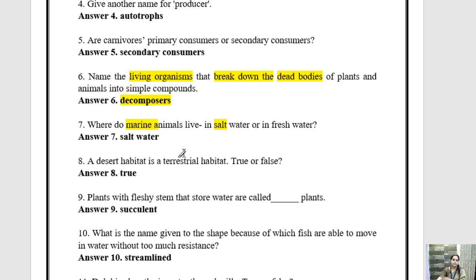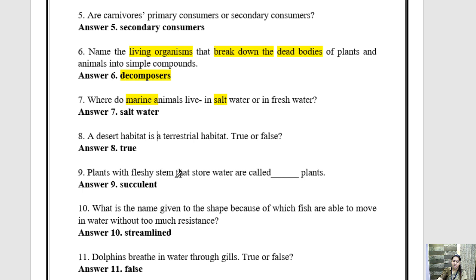Question 9. Plants with fleshy stems that store water are called succulent plants. So what is the example of succulent plant? We know it is cacti.